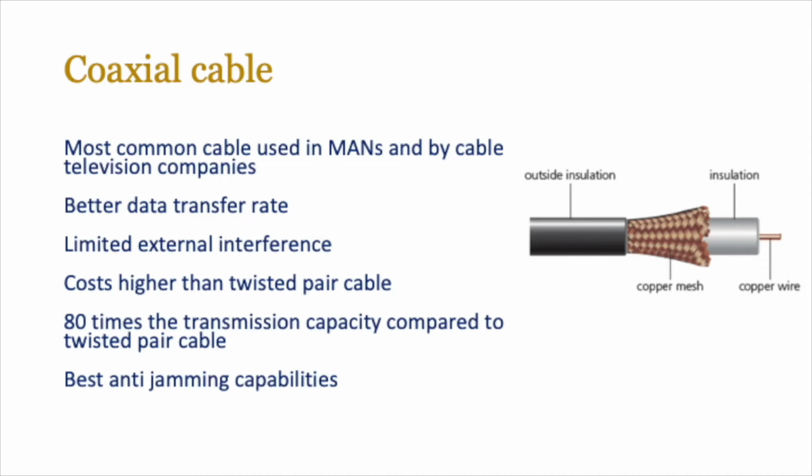It does have 80 times the transmission capacity compared to the twisted pair cable, and some of the best anti-jamming capabilities of all the cables that we're going to be discussing. It's basically a copper wire which has insulation and then a copper mesh around it to protect it from interference. And finally, you've got the outside jacket or outside insulation that protects the entire setup.